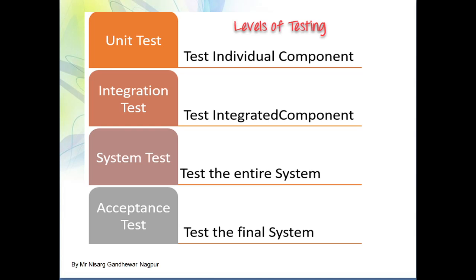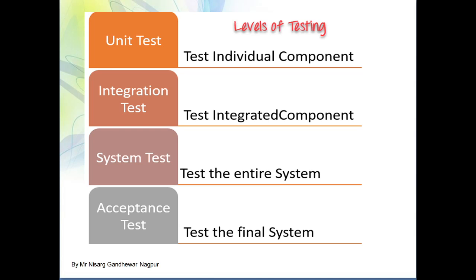Now in system testing, we are testing the entire system. Testing the entire system means what? In this case, I will integrate all 5 modules, perform the integration test, and after that perform the final test. So this is considered a system test: test the entire system. And finally, the acceptance test.